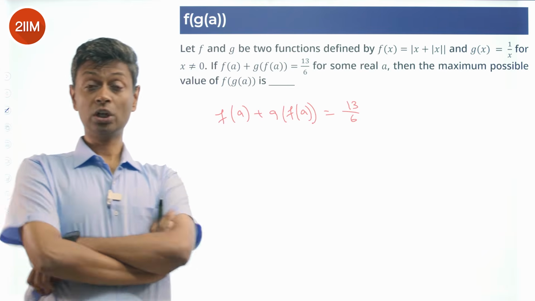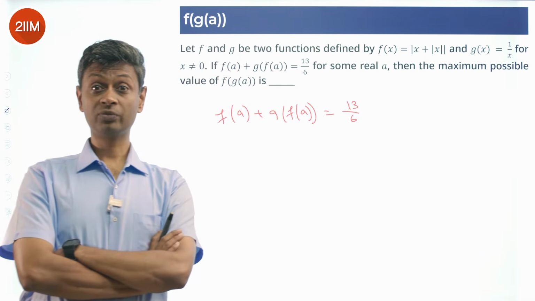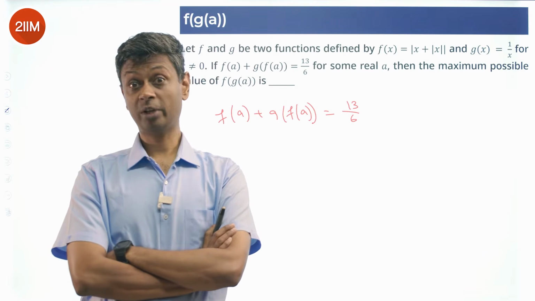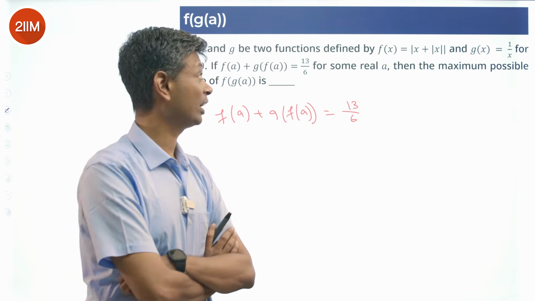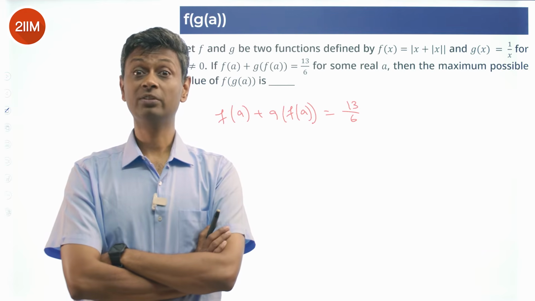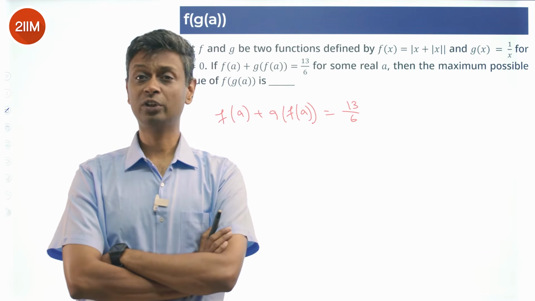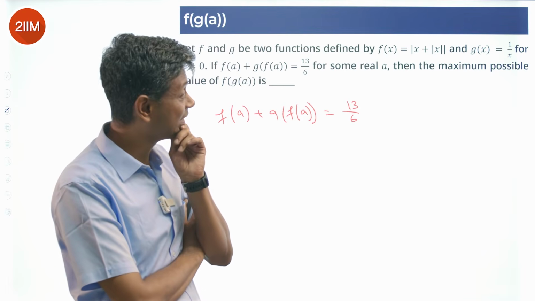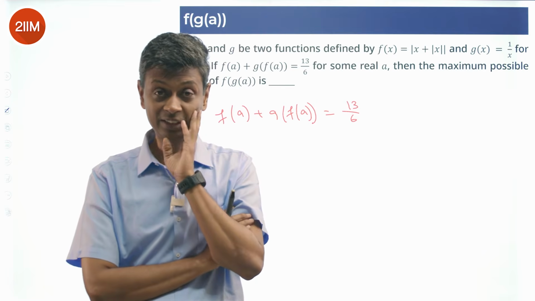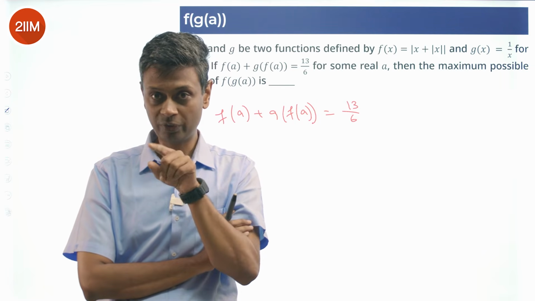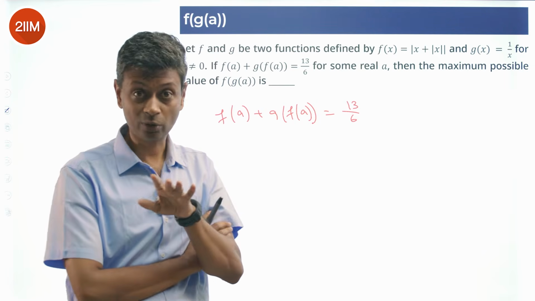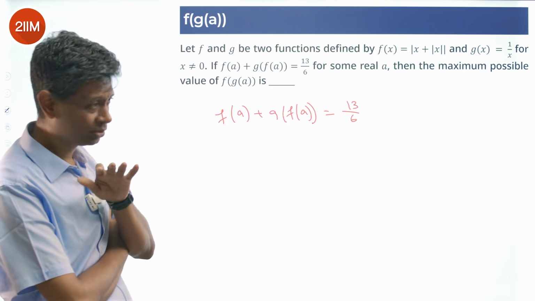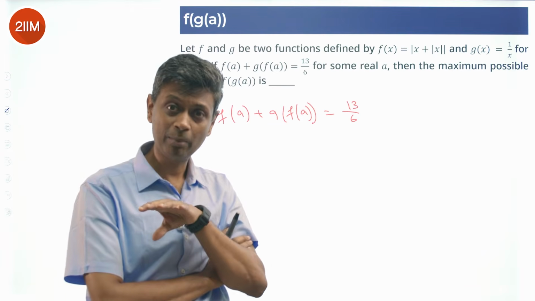f of x is modulus of x plus mod x. When x is positive, x plus mod x will be twice of that, so modulus of 2 times x. When x is negative, x plus mod x will go to 0, f of x will be 0. Any negative x, f of x is 0. I like that. I want to keep that in my head. So g of f of x is not even defined when x is negative, because f of x will go to 0. g of 0 will become 1 by 0. Not possible.